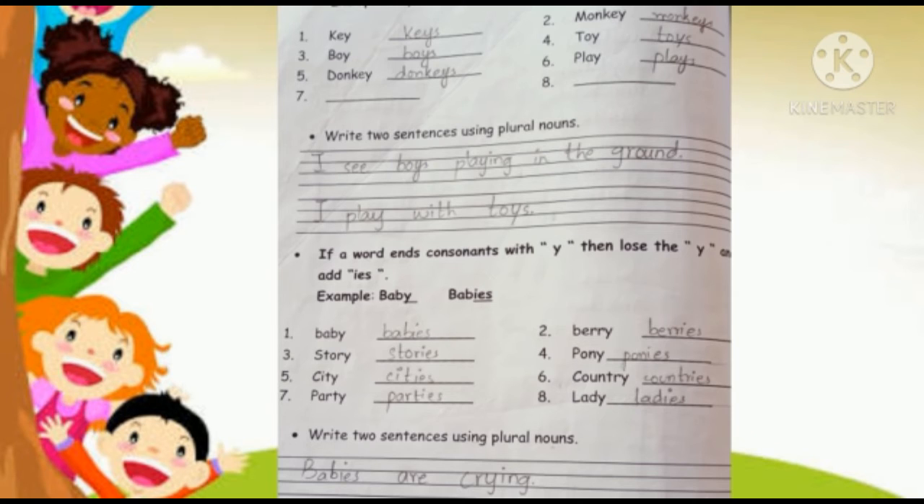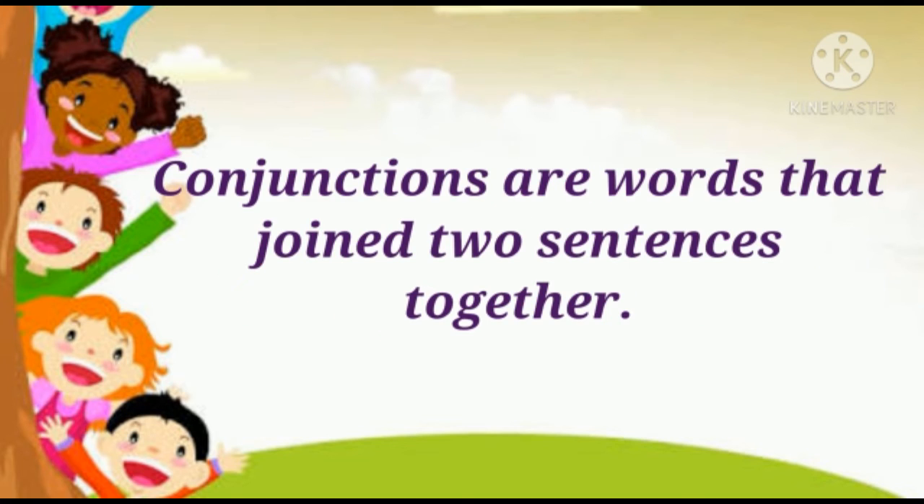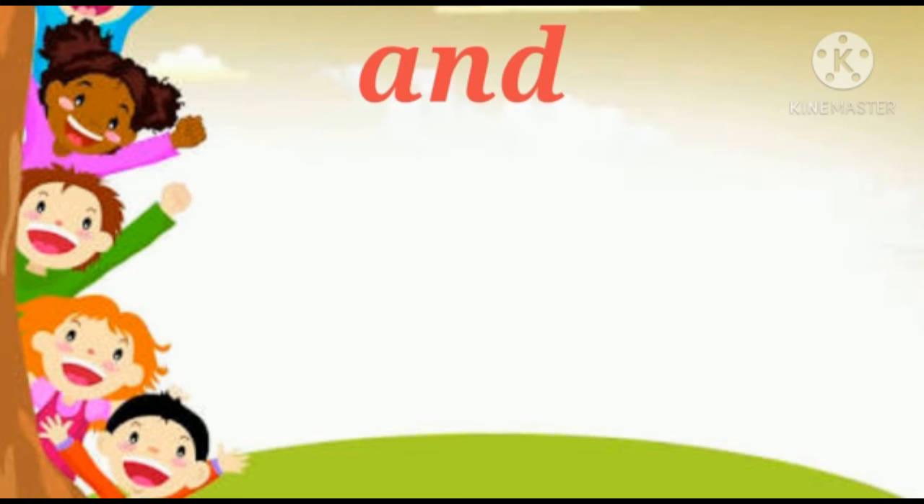Okay, now after that our next topic is conjunctions. Conjunctions are words that link sentences together. If we want to add two words, then we have to add conjunctions to make those two words in a single sentence. For example, we have some conjunctions. I'm going to tell you about it and then we will see how we can use it. For example, number one is and.